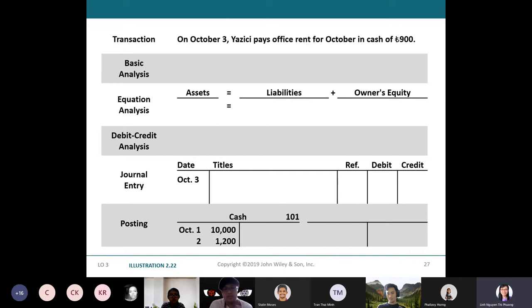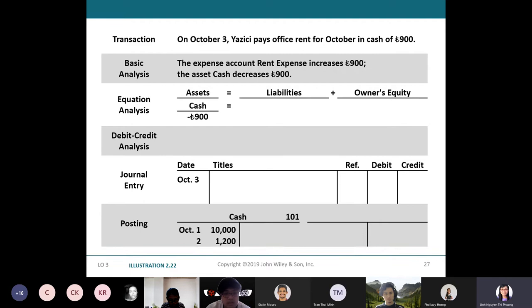The assets is mean cash, right, Min? Yes. Cash decrease, okay. And then what increase? The liability. No, office rent is an expense. Office rent is an expense. Okay, or we say that the expense, office rent expense, so we have rent expense increase and cash decrease, okay? Rent expense increase and cash decrease.